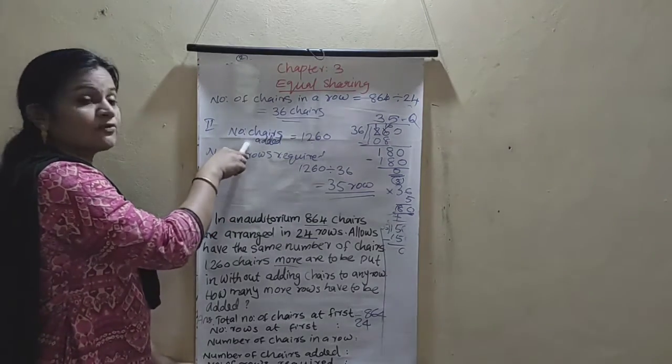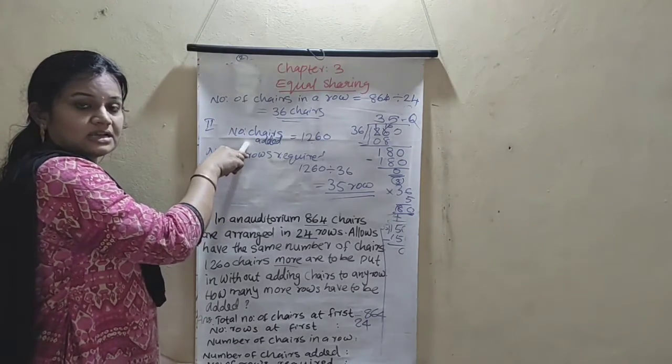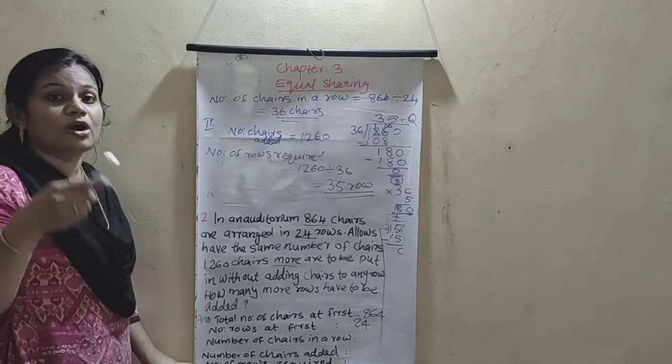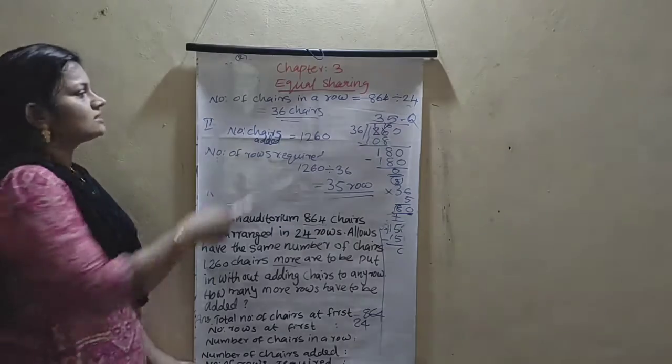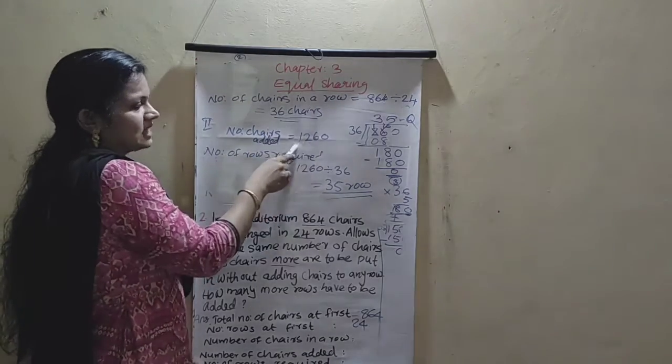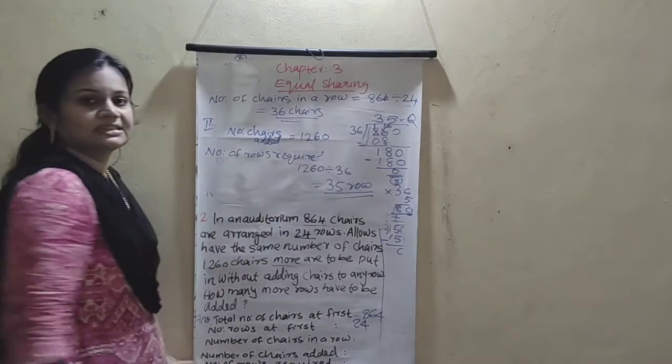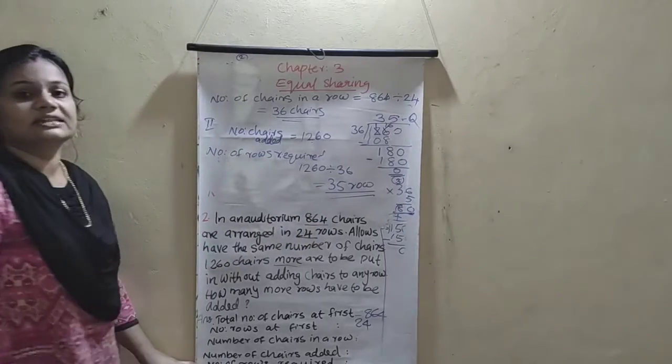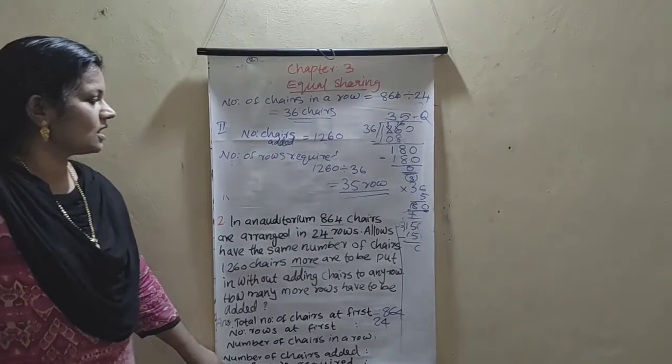The second case is when the number of chairs is given. Then we need to calculate the number of rows. We already found out the number of chairs in a row. So 1260 divided by 36. What is the answer? 35 rows.